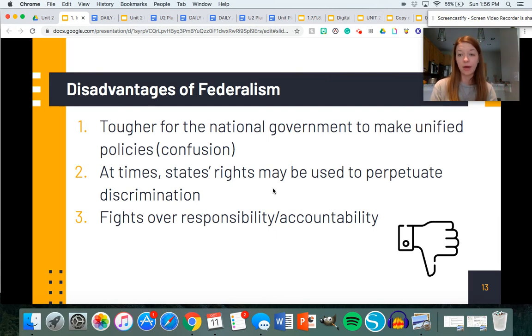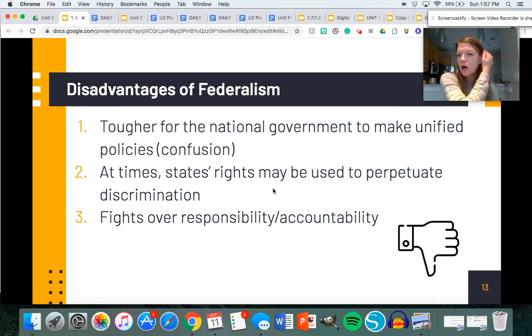We're seeing this right now with legalizing marijuana, right? Is it legal? Is it not? It depends on where you are, which makes it very confusing. At times, states' rights may be used to perpetuate discrimination. It kind of goes into that majority rule, minority rights, excuse me. States might have a majority that is going to use its power to discriminate against a minority. So that can be a disadvantage of federalism.